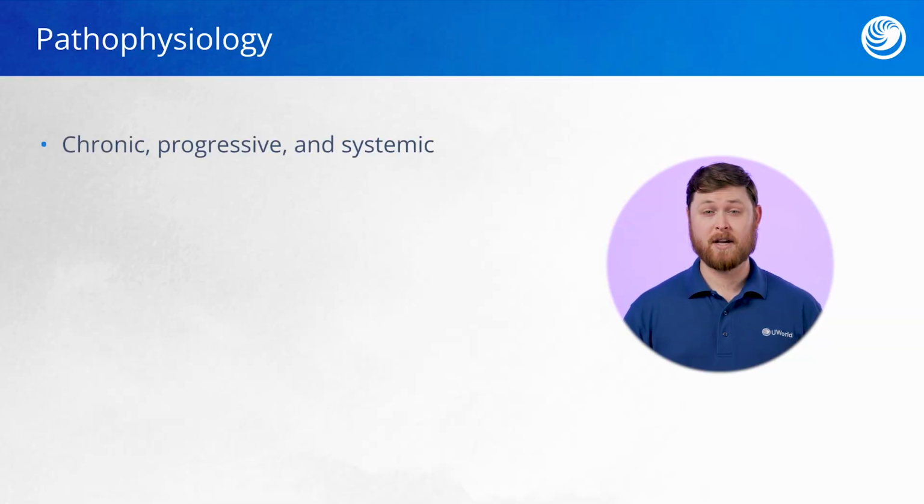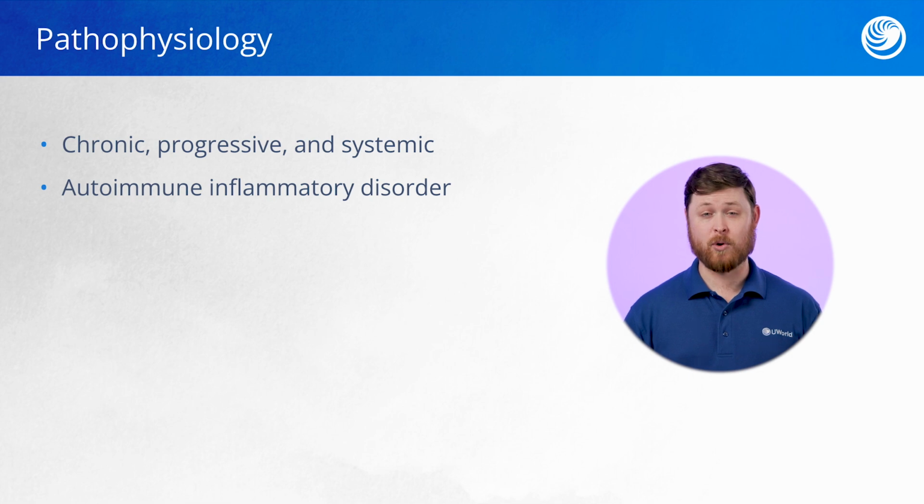SLE is a chronic, progressive, systemic, autoimmune inflammatory disorder, meaning that while we can treat symptoms, typically they progress and there is currently no cure for SLE. Just like any other autoimmune disorder, the cause is thought to be due to a combination of genetic and environmental factors.